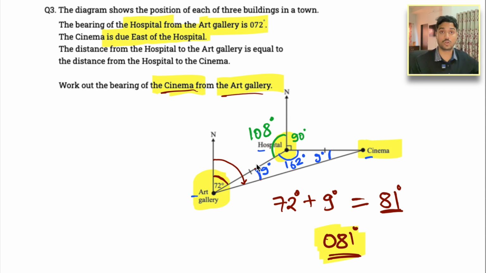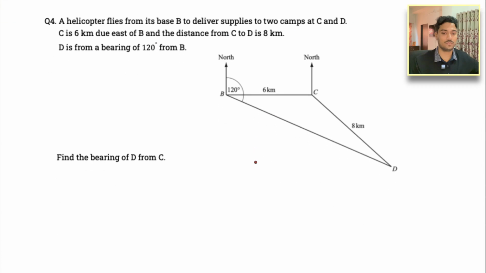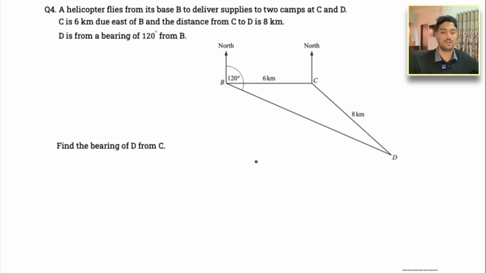Let's check one more question. Question number 4, it says a helicopter flies from its base B to deliver supplies to two camps, C and D. We can see that clearly in the diagram. C is 6 km due east of B, and the distance from C to D is 8 kilometers. D is on a bearing of 120 degrees from B, which is marked in this diagram.